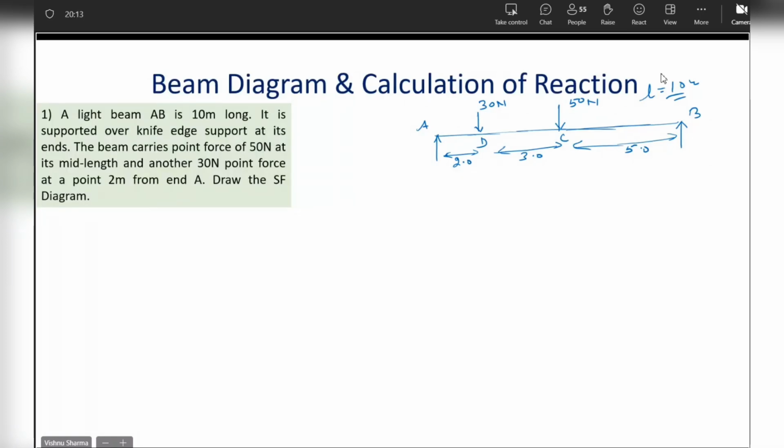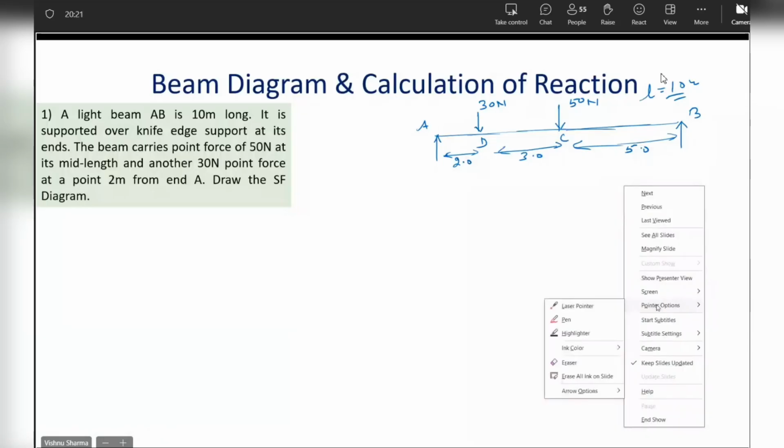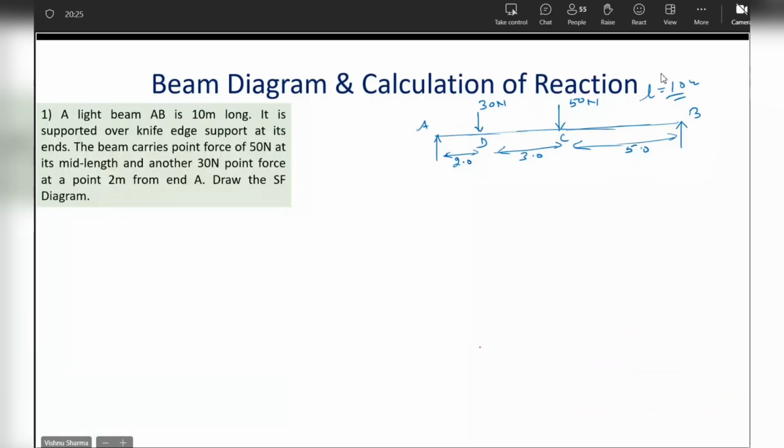Yes, sir. Same diagram. Sure, because this holds the key better. If you make a wrong diagram, it's going to lead you in a wrong direction. So let's not take it lightly. It's very, very important.